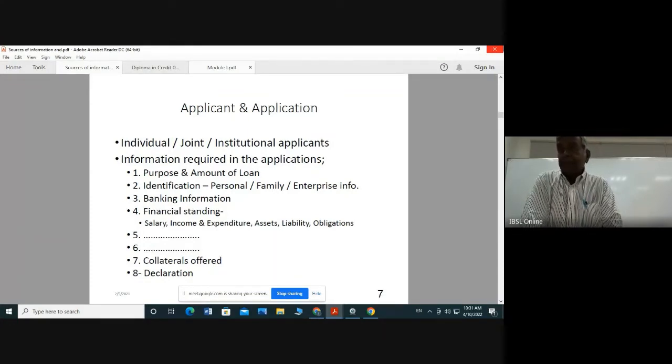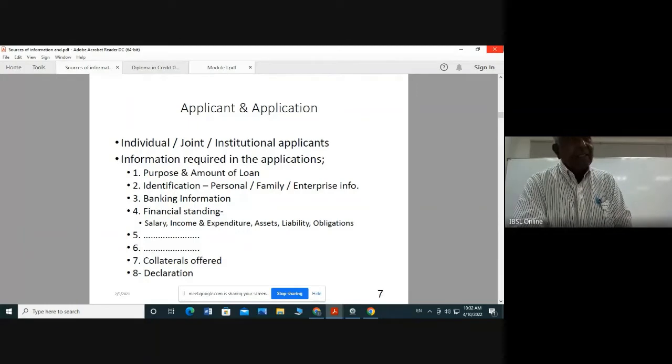Directors' details, and their shares. How much is the authorized share capital, paid up share capital, issued share capital, those details. And then collateral offered, then only the security. Even in the case of a personal application, the guarantor's detail, yes. Collateral offered. And then finally, the declaration. You know the declaration: not found guilty in a court of law, and whatever is said above is true and correct to my knowledge. The declaration will be there. This is applicant and application.